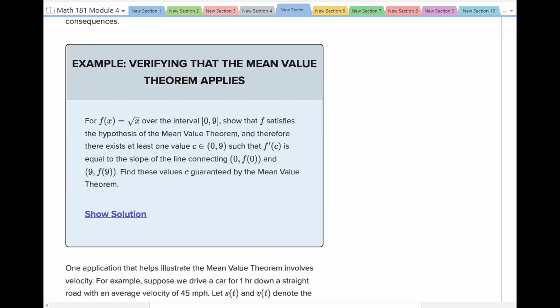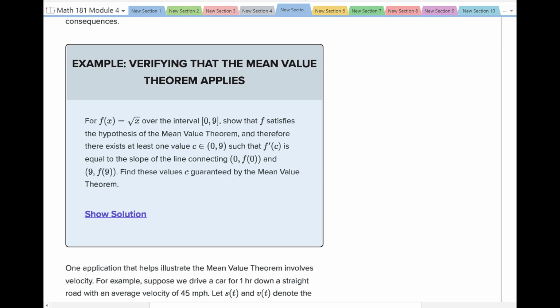So let's do a problem with this. For f of x equals the square root of x over the interval from 0 to 9, show that f satisfies the hypothesis of the mean value theorem, and therefore there exists at least one value c in the interval from 0 to 9 such that f prime of c is equal to the slope of the line containing (0, f of 0) and (9, f of 9). Find these values c guaranteed by the mean value theorem.